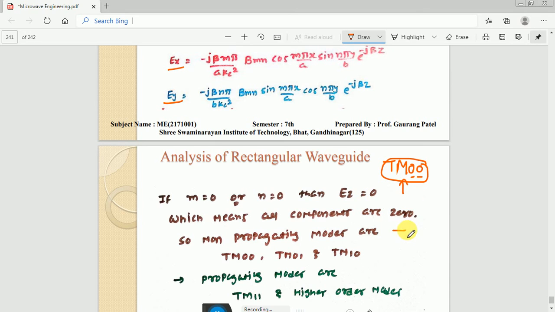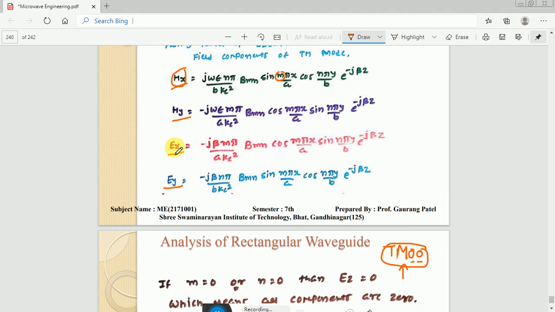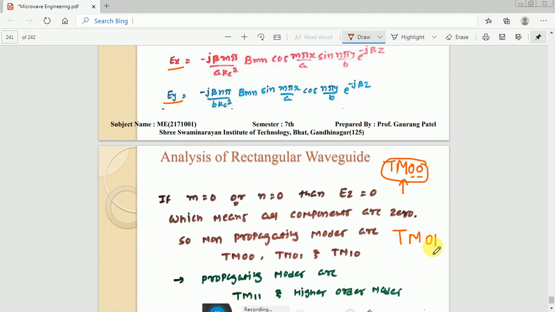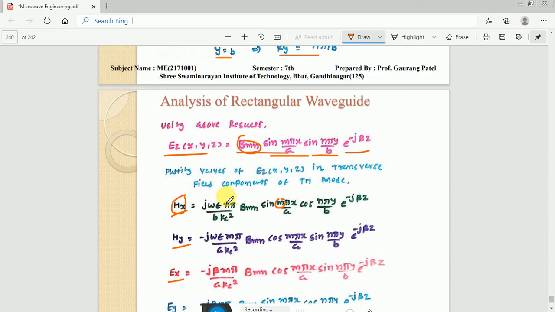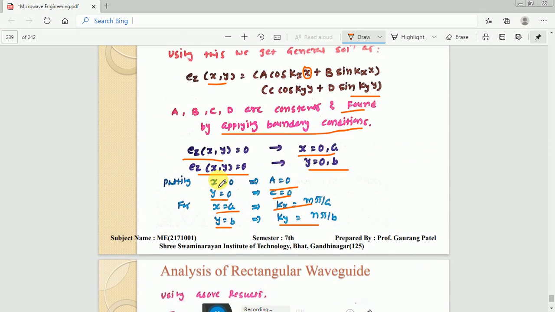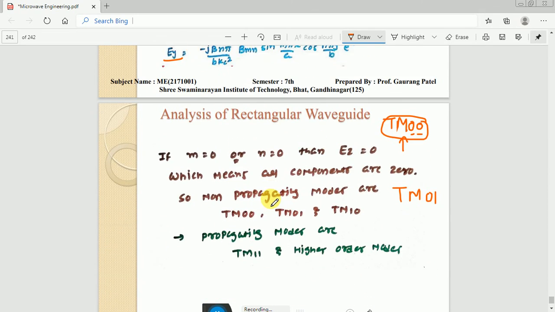Similarly, if we consider TM01, if m is equal to 0 and n is equal to 1, then if we use m equal to 0 in the above components, no mode will be propagated. All the field components will become 0. So the TM01 mode cannot propagate through the rectangular waveguide.